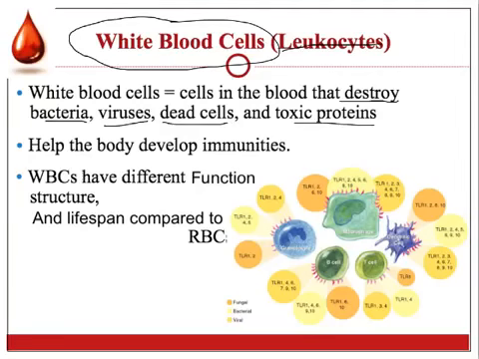They help your body develop immunities. So, for example, if you've had exposure to a certain bacteria before, you'll already have defense white blood cells set up to attack that bacteria if it returns to your body, which is often why you can't get the same illness twice. And they're different than red blood cells. They have different functions, different structures, and different lifespans compared to a red blood cell.